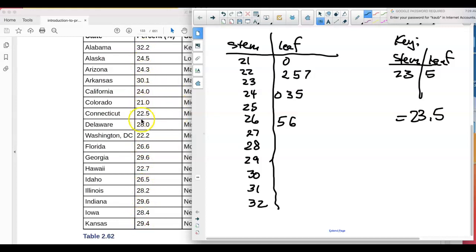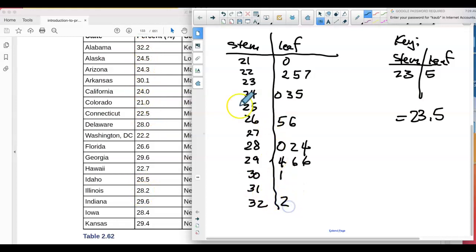28s. I saw several here. 28.0, 28.2, and 28.4. 29s. There's a 29.6, a 29.6 and a 29.4, so 4, 6, and 6. 30, we have a 0.1, and that's it for 30s. 31, I didn't see one, and 32, we only have the one that's 2.